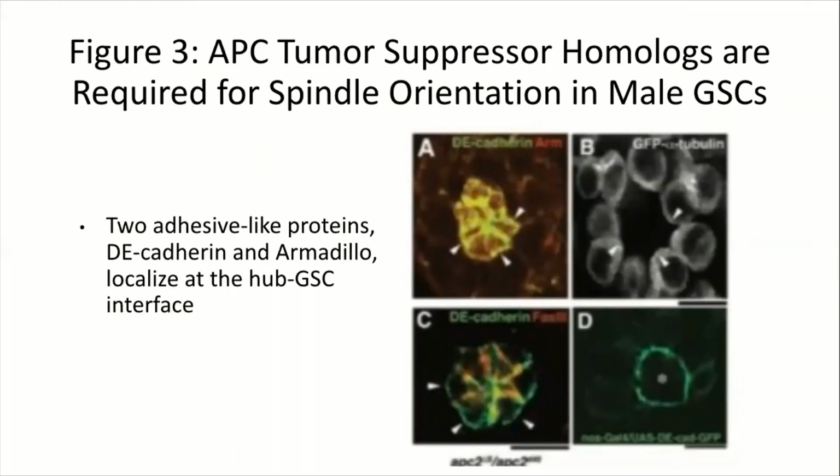Hello, my name is Jack Fitzgerald. I'm a student in the MSSE program here at UAlbany, and I'll be talking about Figure 3, how APC tumor suppressor homologs are required for spindle orientations in male GSCs. So the way that these APC tumor suppressor homologs are involved is that they are anchored by two adhesive-like proteins. They are called DE-cadherin and armadillo, and these co-localize at the hub GSC interface.